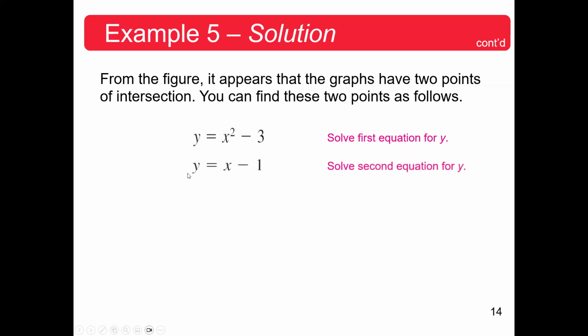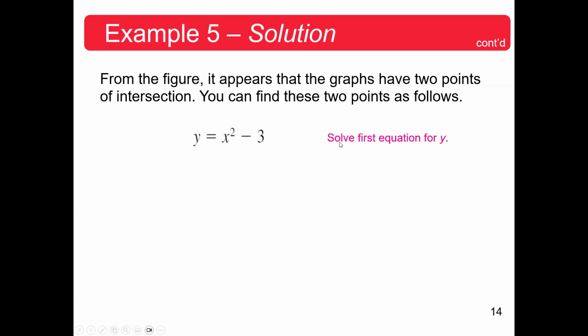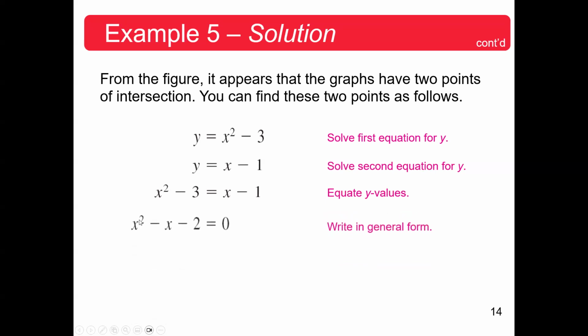Then, we solve the second equation for y. The second equation is x minus y equal to 1. So minus y will give us 1 minus x, which means y will give us x minus 1. So we have x minus 1. Then we can equate the y values. So we have y equal to y, so x squared minus 3 equal to x minus 1. Then in this case, we have the equation x squared minus x minus 2 equal to 0.